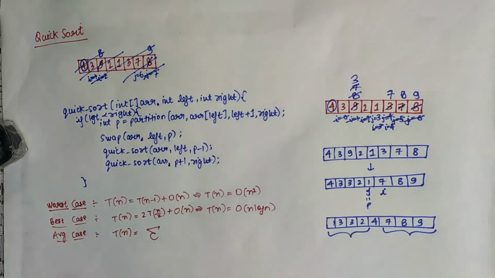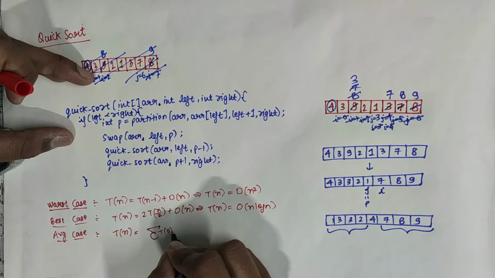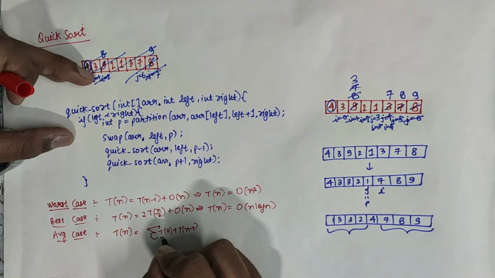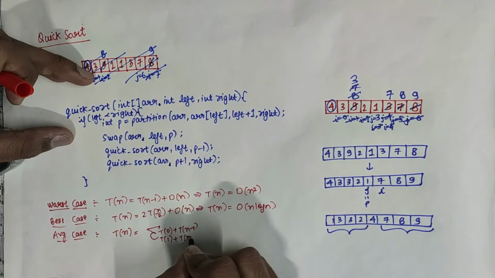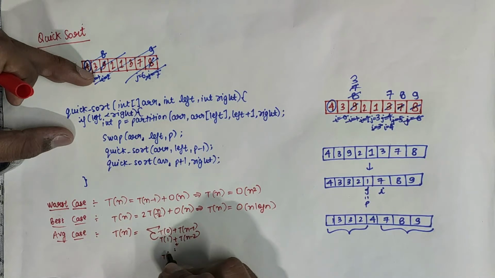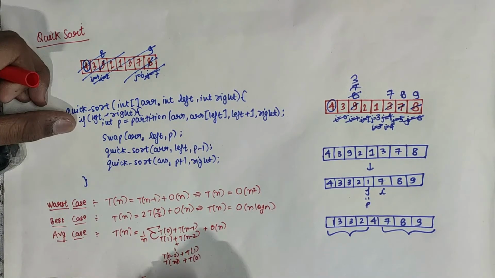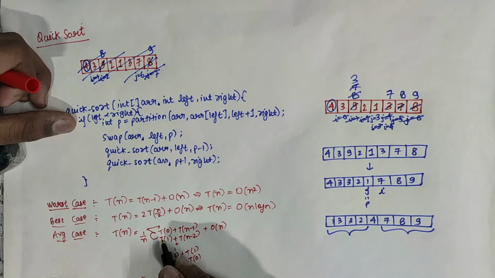The average case is that, suppose for an array of size n, the pivot can be found at the first position, second, or at the nth position. If it is found at the first position, then we will use T(0) and T(n-1). If it is found at the second position, then we will use T(1) and T(n-2), and similarly for the rest, and we have to average it out because we have n cases here. And then the partition function takes O(n).